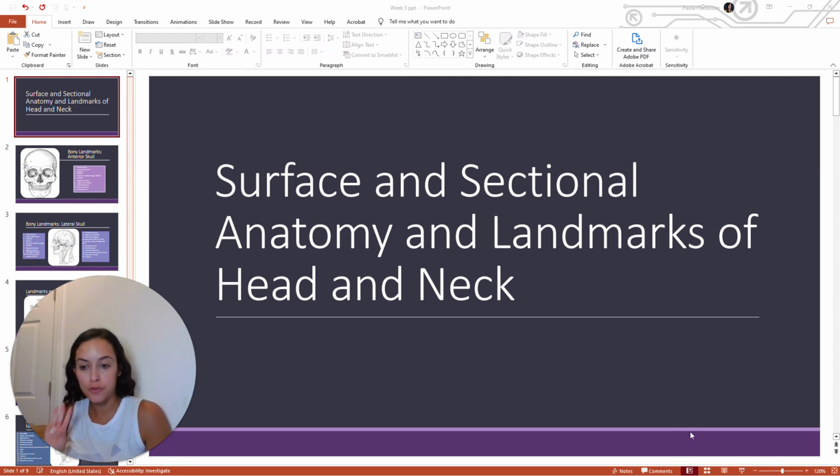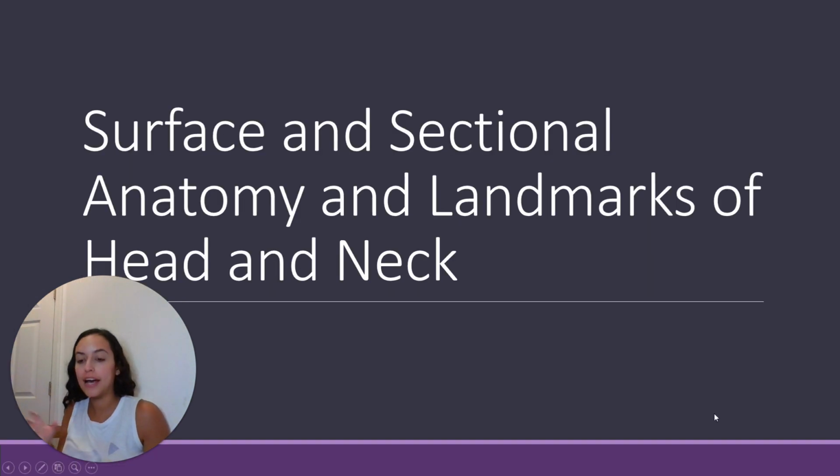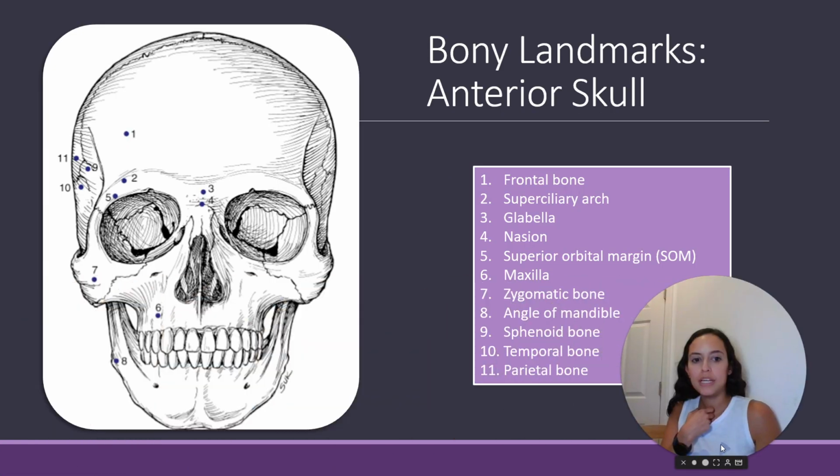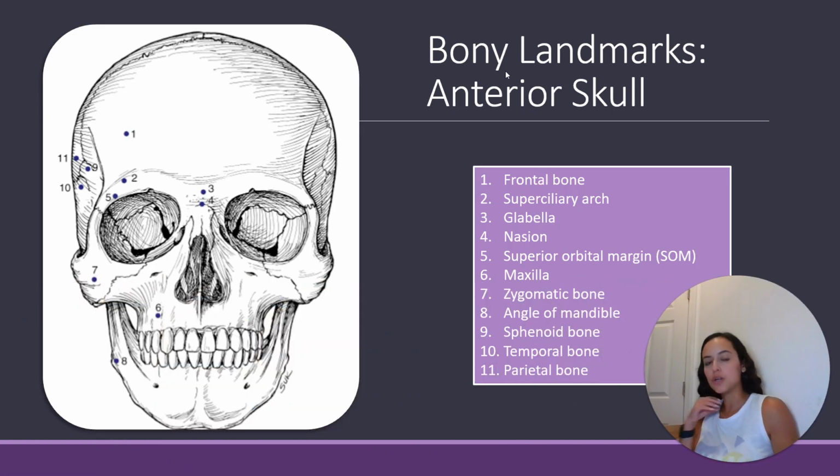This is week 3. So far, so good. I did make myself bigger because I'm going to use my face and my neck to go over a lot of these landmarks. I'm going to be pointing to the images as well on the screen, but it's just so much easier for me to point to the structures on my own face. So let's get started. We're going to start with the bony landmarks of your skull.